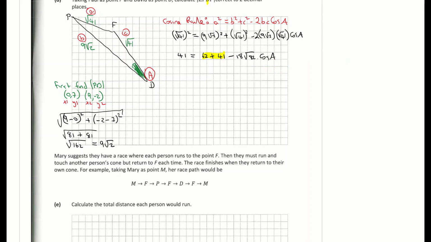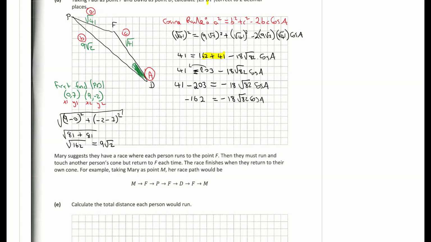So 161, sorry, that should be 162 plus 41 is 203, which is equal to 41 minus 18 root 82 cos A. I'm then going to subtract 203 from both sides, or moving over 203, which is 41 minus 203 is equal to minus 18 root 82 cos A. Taking 203 away from 41 is giving me minus 162, equal to minus 18 root 82 cos A.